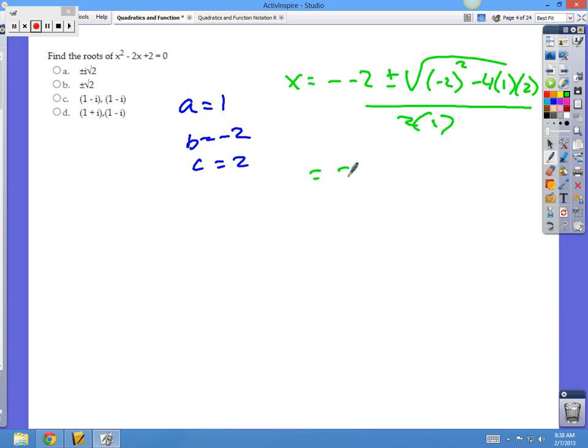So my next step is positive 2 plus or minus square root. Negative 2 squared is 4. And this is all going to be a negative 8. So 4 minus 8 is a negative 4, all over 2.